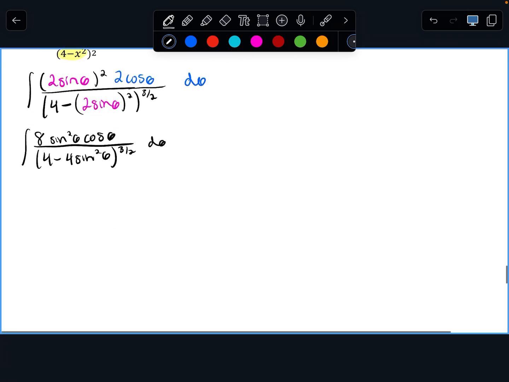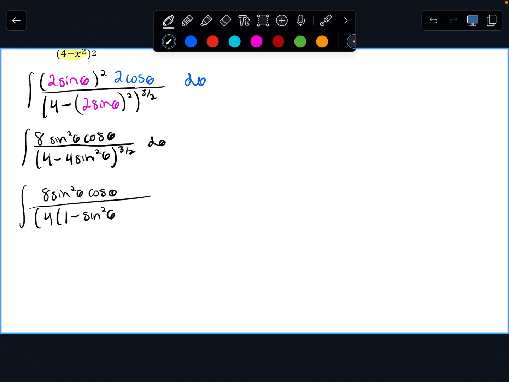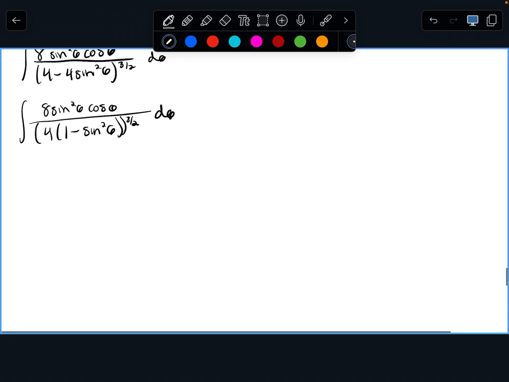We'll be fine. Now here's the thing. You can factor a 4 out, right? Just like the other time. So it's going to be 4 times 1 minus sine squared. And this is the part where you can be like, oh, hey.